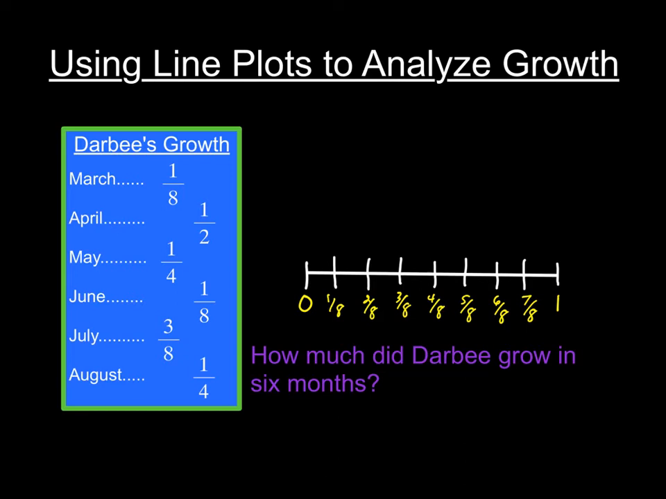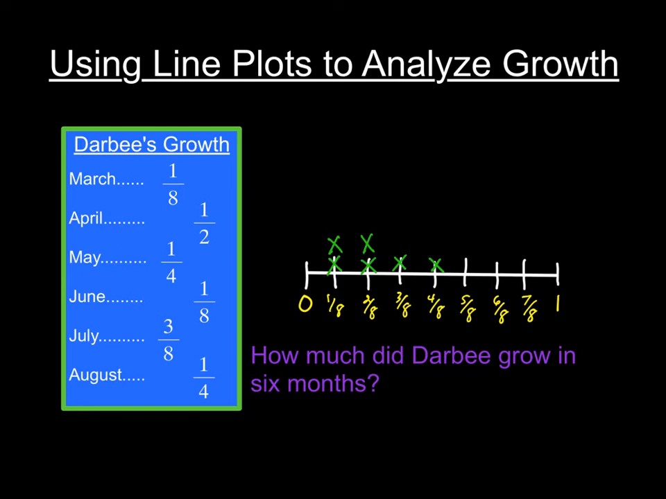So now what I'll do, just like in our previous video where we were looking at line plots, we are just going to take each piece of data in this line plot, and we're going to represent it with an X. So I have 1/8 for March, so I put an X at 1/8. Then I have an X at 1/2, which is the same as 4/8. Then I have one at 1/4, which is also 2/8. Then I have another 1/8. Then I have 3/8. Then I have another one at 1/4.